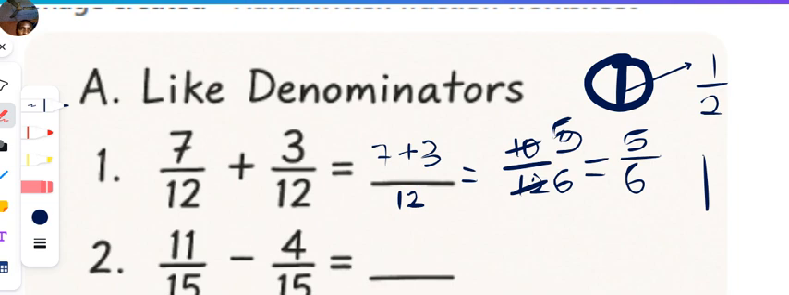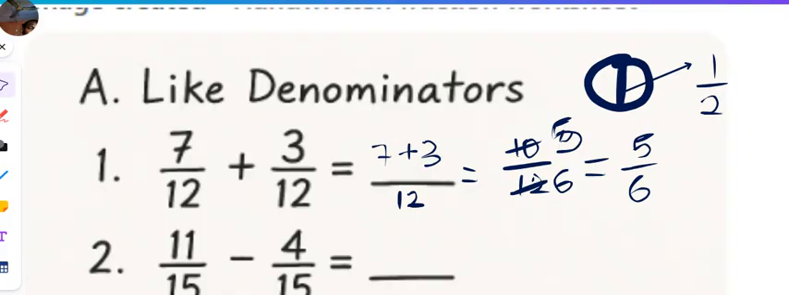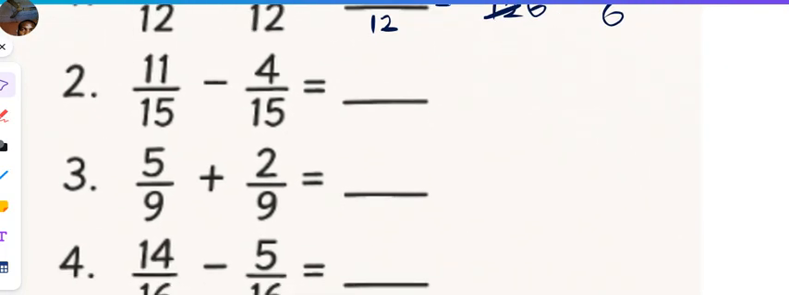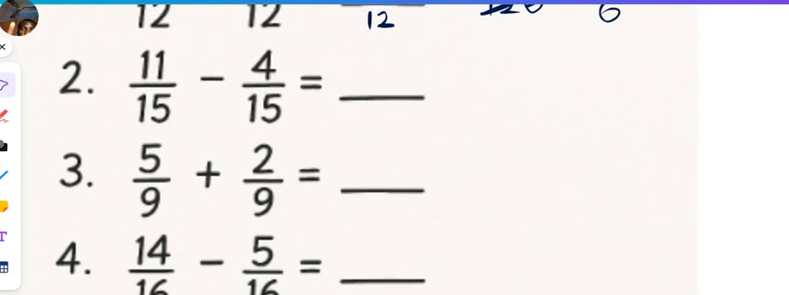So now we are going to go to the next example. This is 5 over 6 as our final answer. So we're going to go to the next example now. Next example, which is 11 over 15 minus 4 over 15.